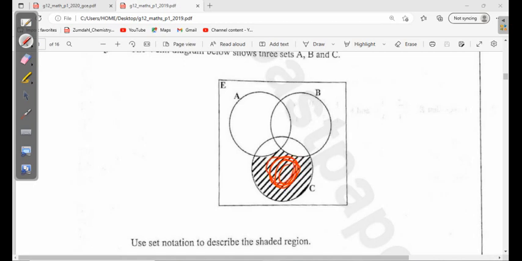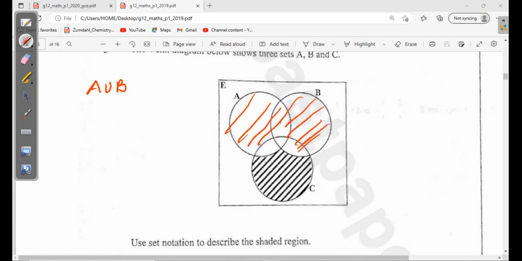You can see that we are looking for elements which are in the set C, but they shouldn't be in B, and they shouldn't be in A. How can we describe that? One thing that should come to your mind is that we've not shaded A and B. So this is A union B. We have not shaded A union B.